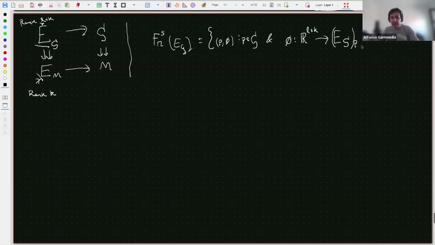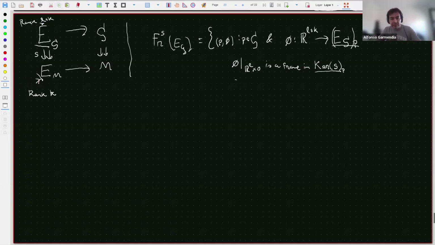Now here what I wrote is any frame, but I have also other conditions to make it special, and that is that phi restricted to R^L times 0 is a frame in the kernel of S at P. So this will be a subvector space of the thing that I have here. And I ask that the first coordinate give me a frame for that subvector space, as the first coordinate here is a subvector space of this one.